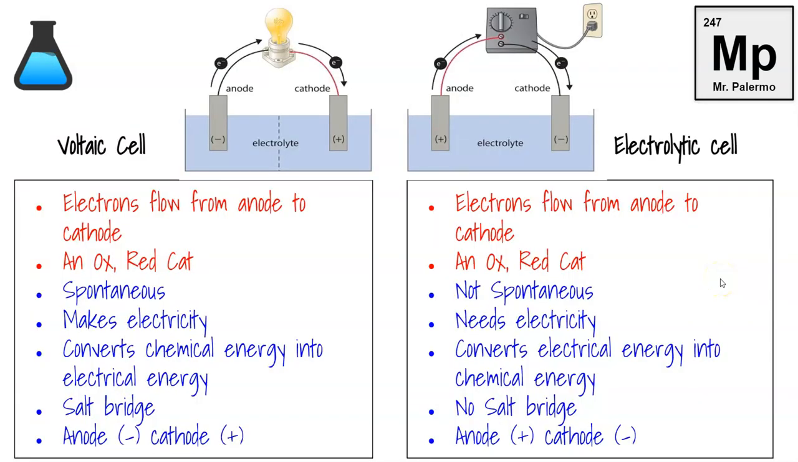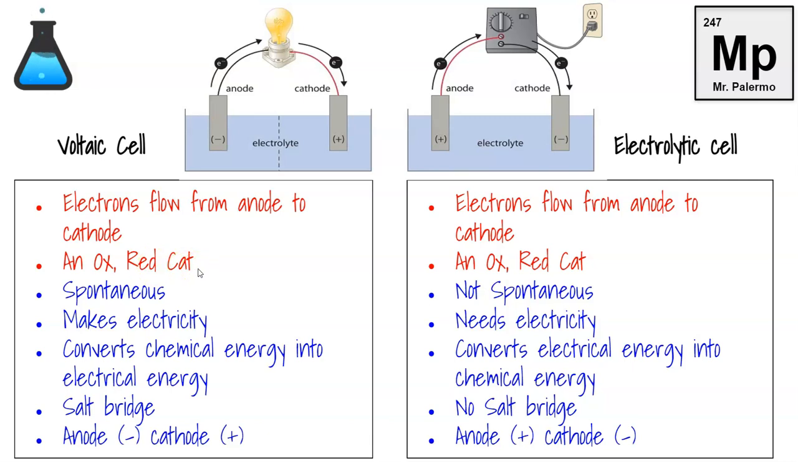Now lastly, let's compare and contrast the voltaic cell, our battery, and our electrolytic cell. What is similar is going to be listed in red here, and what's different is going to be listed in blue. For the voltaic cell, our battery, electrons flow from the anode to the cathode. Same thing for the electrolytic cell. That's always the same. And what's always the same is also An Ox Red Cat. So the anode is the site of oxidation, and the cathode is the site of reduction. Putting it another way, the anode is the site of the loss of electrons, and the cathode is the site of the gain of electrons.